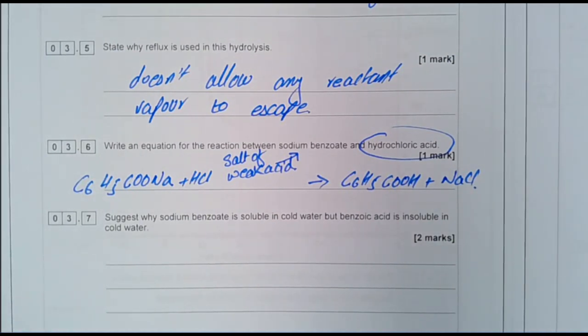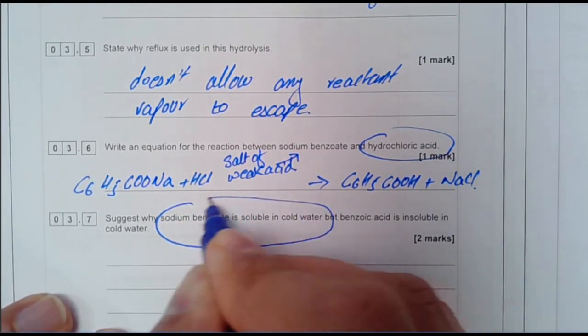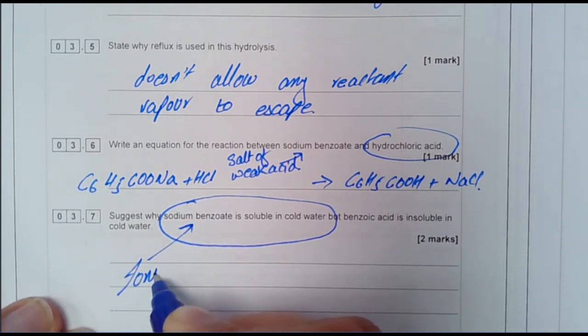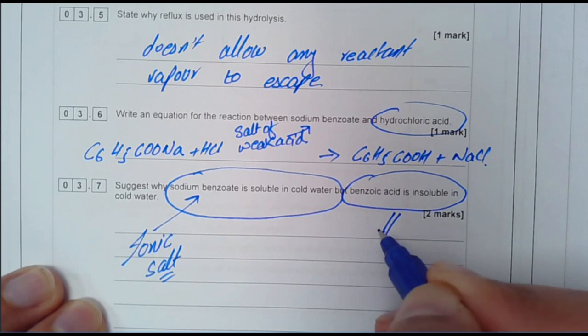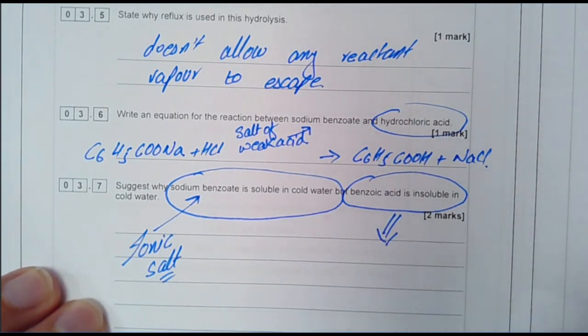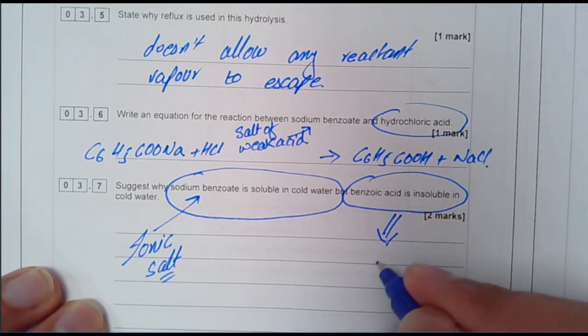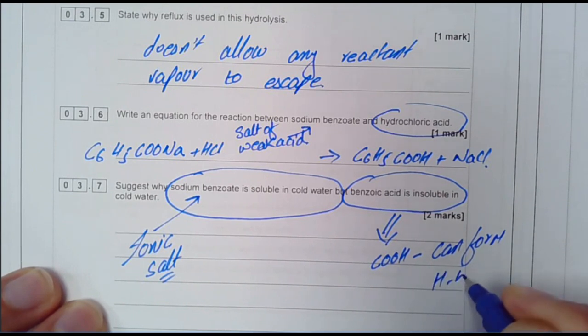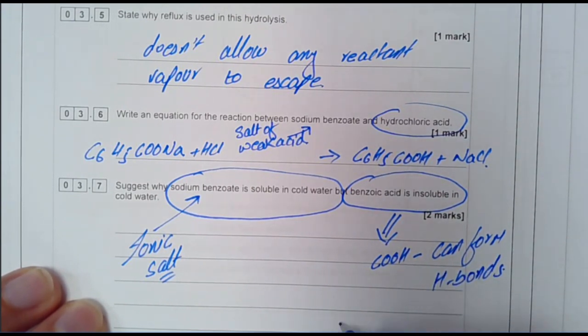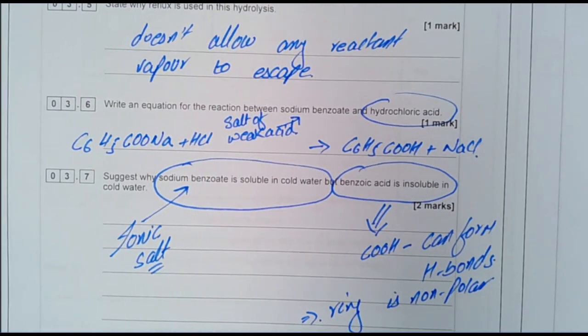Next part says suggest why sodium benzoate is soluble in cold water. Now, what is sodium benzoate? It is an ionic salt, and ionic substances are soluble in water, whereas benzoic acid is insoluble. This is insoluble because there are two sections to it. One is the COOH section, which can form H bonds, whereas the ring is non-polar. So the ring is the one which is restricting its solubility.